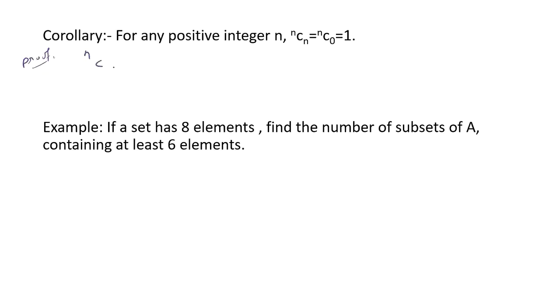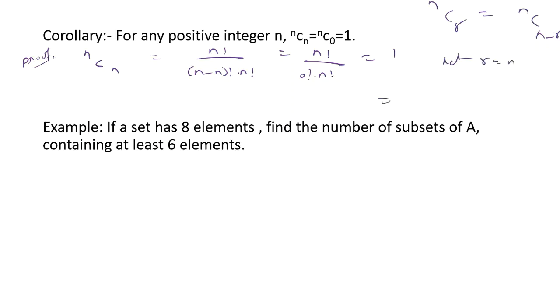n choose n is equal to n factorial upon n minus n factorial times n factorial, which is equal to n factorial upon 0 factorial times n factorial, which is equal to 1. But we know that n choose r is equal to n choose n minus r. So let r be equal to n. This implies n choose n is equal to n choose n minus n, which is nothing but n choose 0. Therefore n choose n is the same as n choose 0, which is the same as 1.